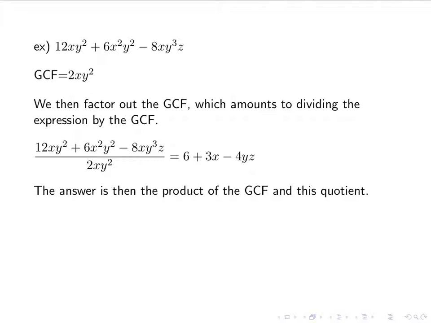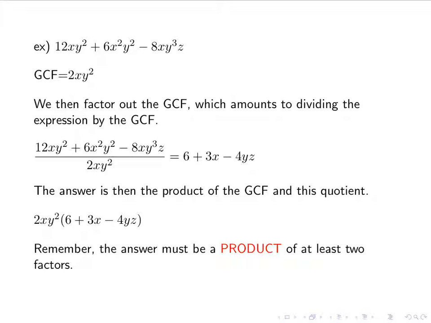The answer, remember, has to be a product. So we multiply the GCF by our quotient. And our answer is 2xy squared times 6 plus 3x minus 4yz. So again, the really important part is that if it tells you to factor something, your end result, your answer, has to be a product.